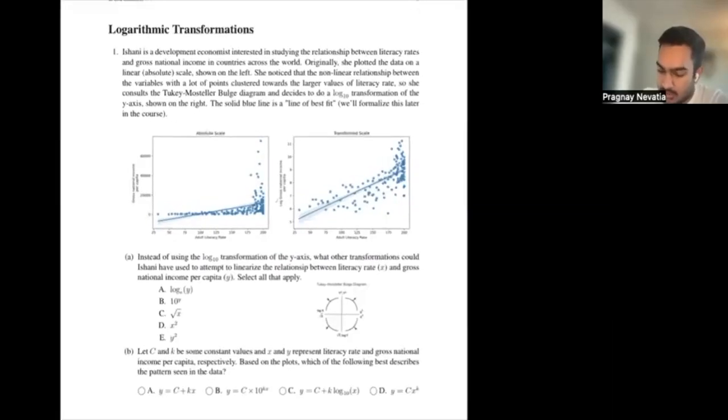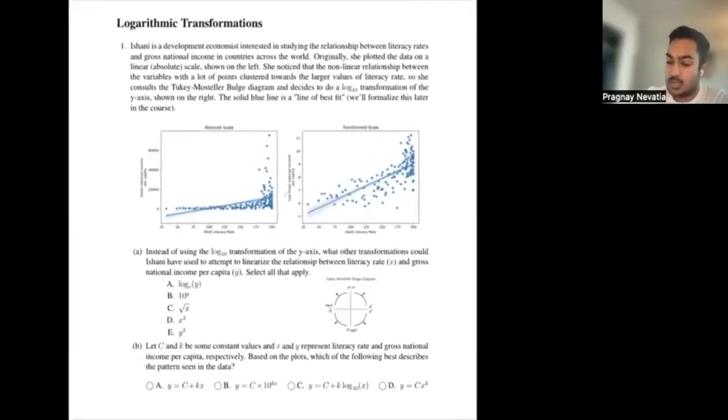So here we have some development economic data about the gross national income per capita, which is on the y-axis, and the adult literacy rate on the x-axis. And we'll talk about how we can use transformations to better understand and better model this data.